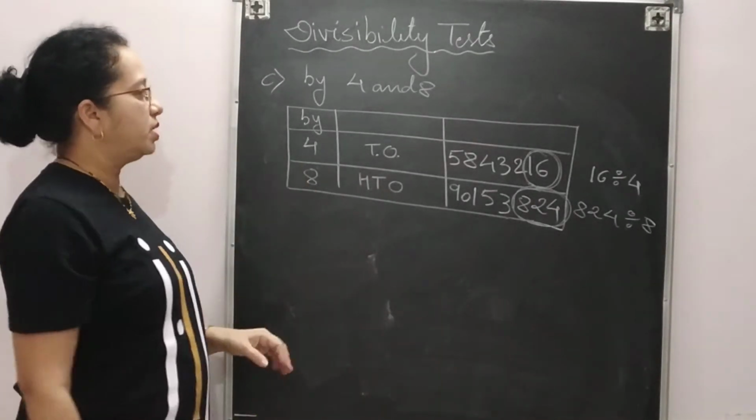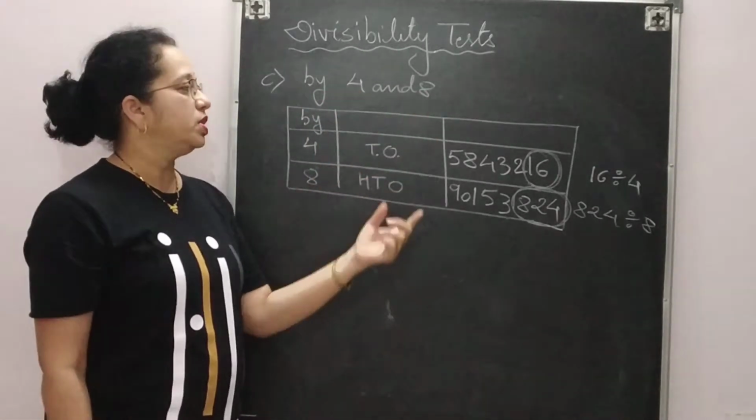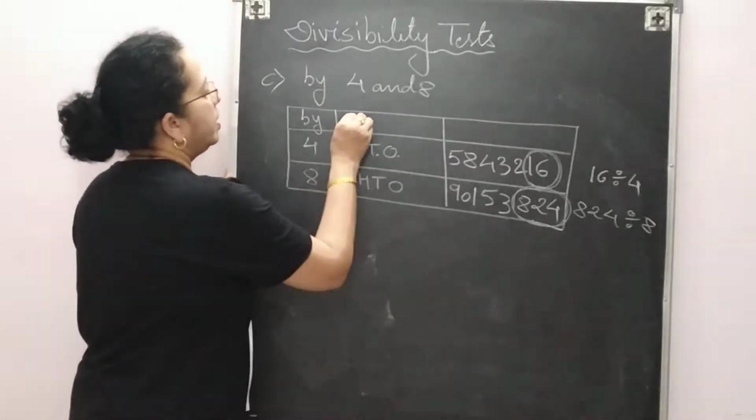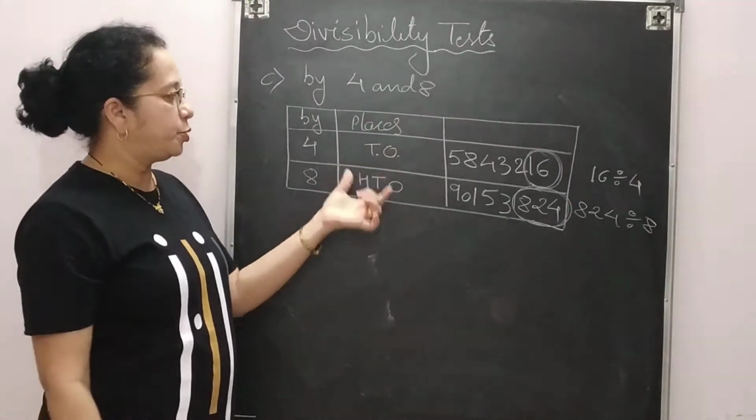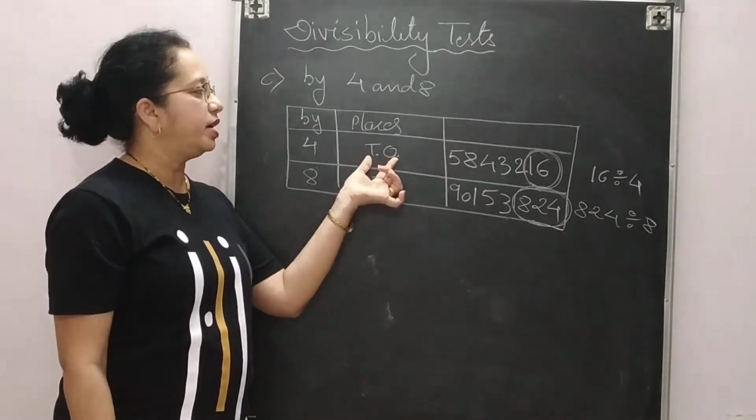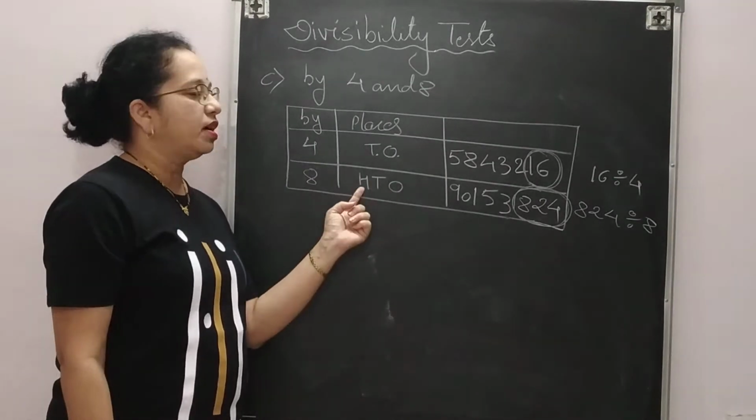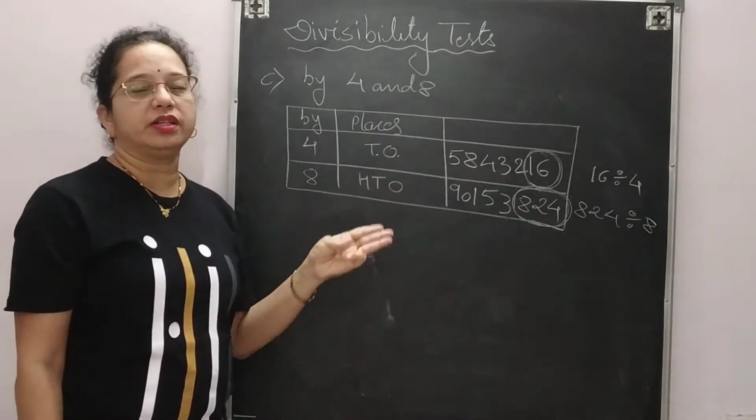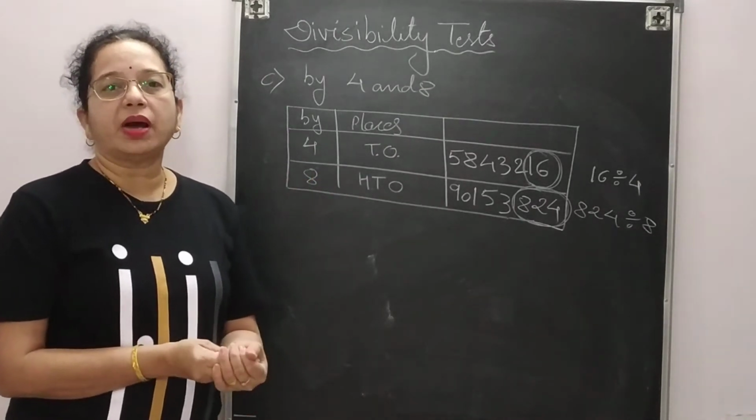Let me revise once again. Group 3, I have taken 4 and 8. Why? Because here we check the places. Here I can write down the places, that is a convenient word. So, which places? For 4, we take ones and tens, that is 2 digits. For 8, we check ones, tens and hundreds, that is 3 digits, so the last 3 digits. If it is divisible by 8, the given number will be divisible by 8.